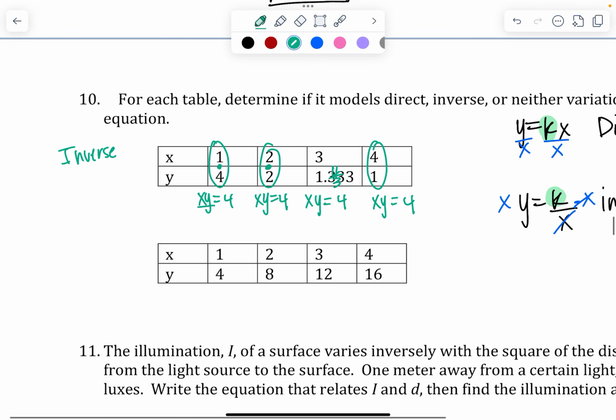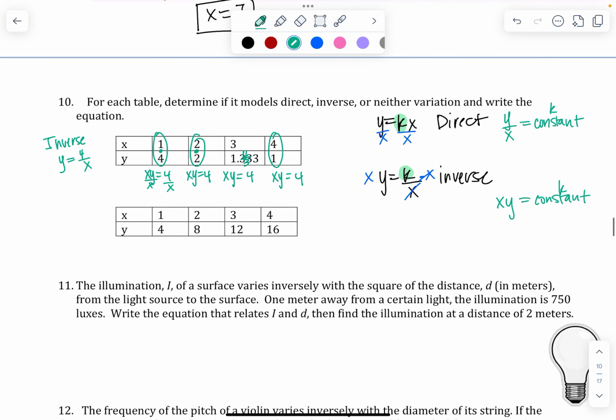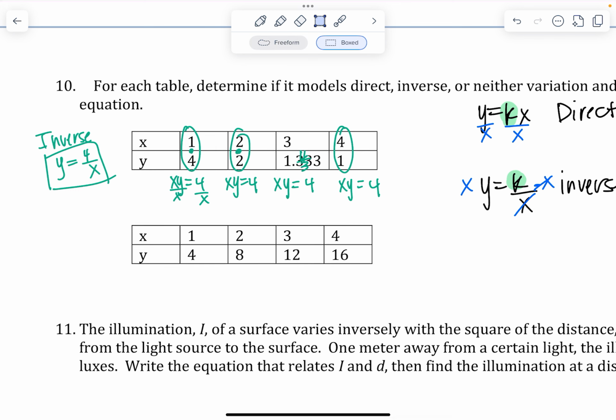And so if I were to divide both sides by x, I would get y equals 4 over x as the equation. And so it says identify whether it's direct, inverse, or neither, and then write the equation. So inverse, and this would be our equation. Our k value is 4. That's the constant of variation.